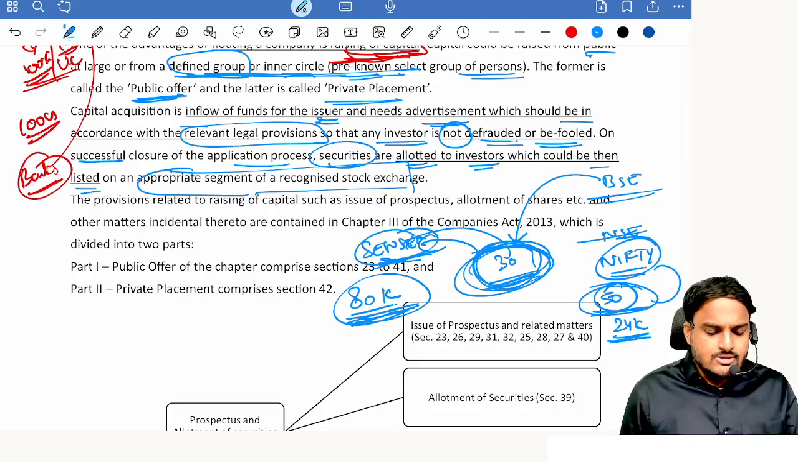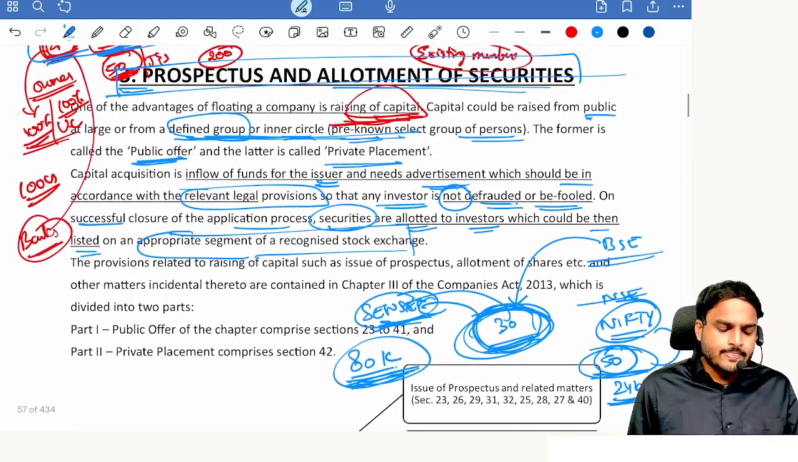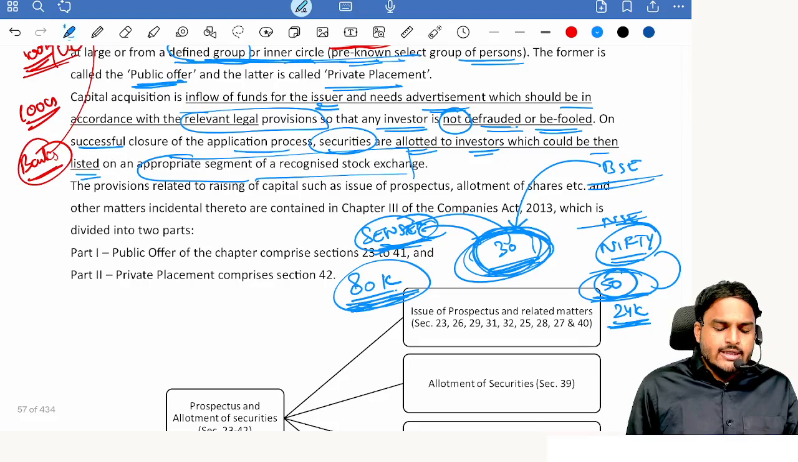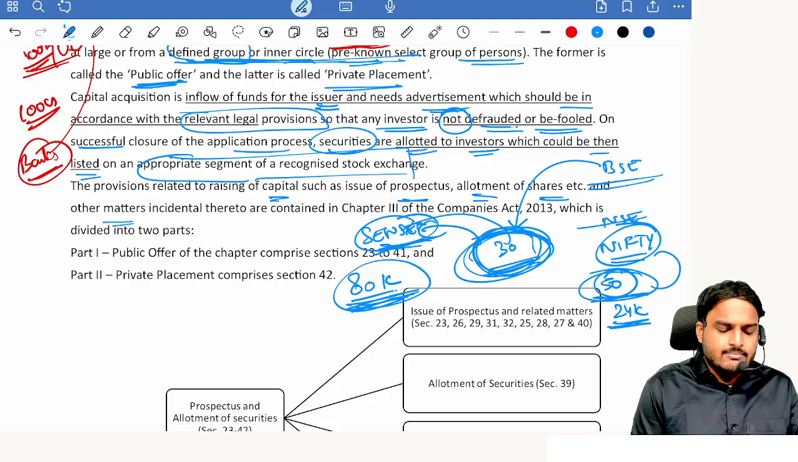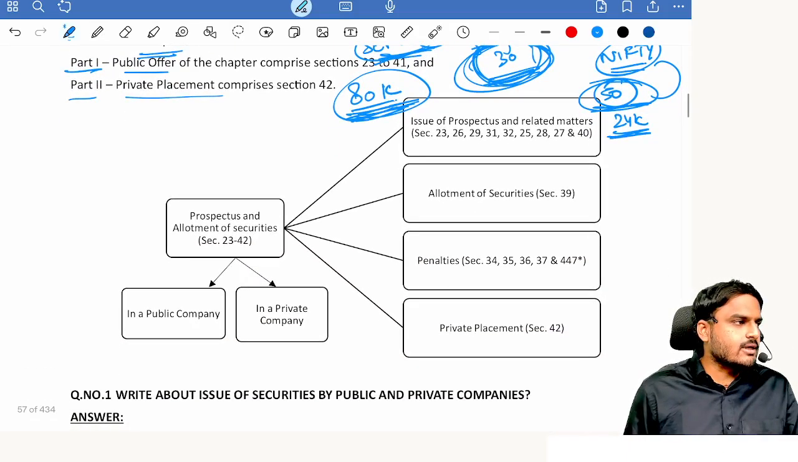Okay, fine. Our concept is not about stock exchanges, our concept is all about the prospectus. The provisions relating to raising of capital such as issue of prospectus, allotment of shares, etc. and other matters incidental thereto are contained in Chapter 3 of the Companies Act 2013, which is divided into two parts. Part 1, public offer. Part 2, private placement. Public offer covers section numbers 23 to 41, private placement is section 42.